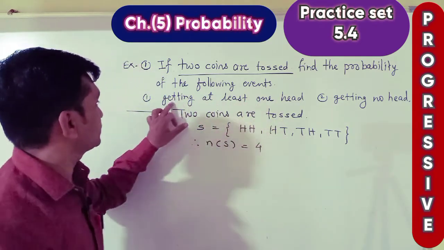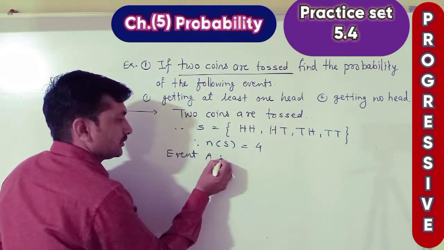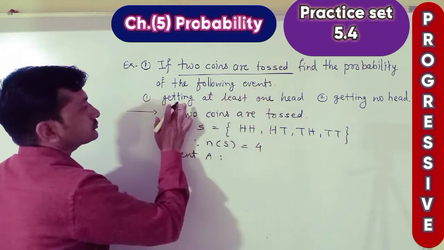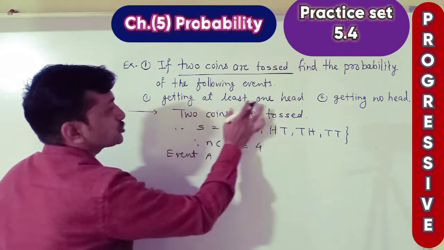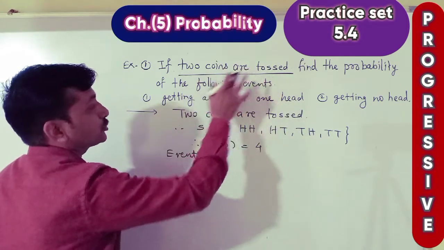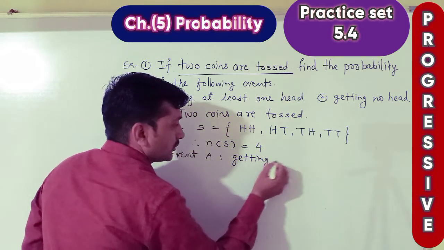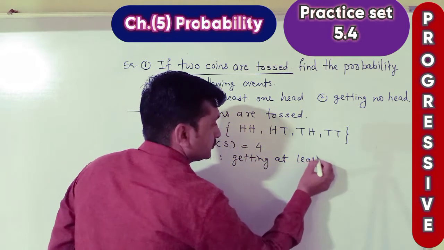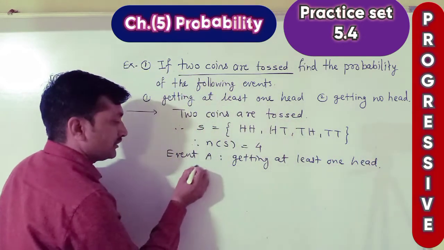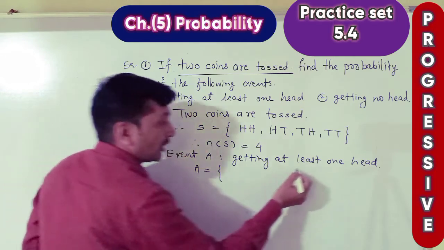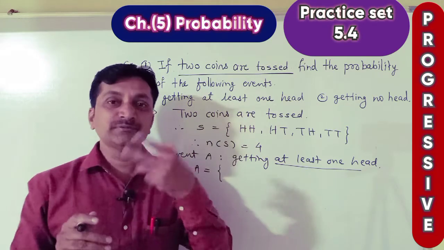Now take the first event, event A: find the probability of the following events. Getting at least one head. If two coins are tossed, getting at least one head. Therefore we have to write it in set form. At least one head. At least means minimum one, maximum two.